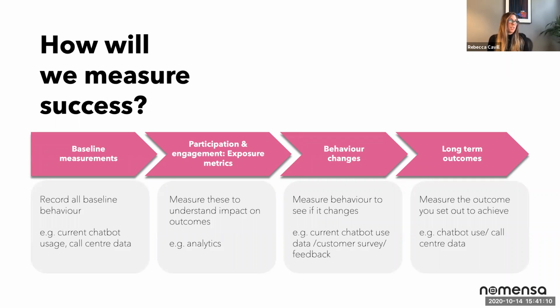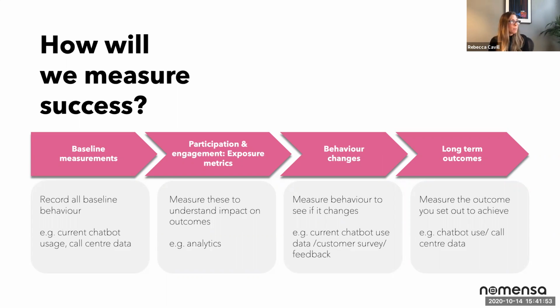Okay, so how will we measure success? This is something that we're really keen on in UX: looking at our data and checking how successful something was. So, really important in behaviour change, take baseline measurements. We do this anyway in UX, so we record any usage, for example chatbot usage in this example, and call center data. We get a really good idea of the current state of everything, and we can use data and statistics to establish that. That's our baseline.